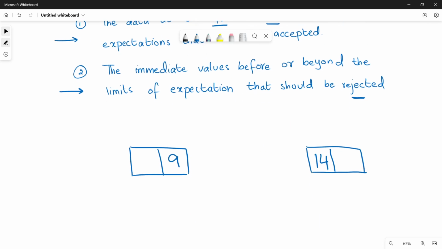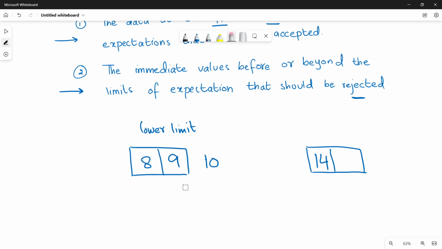Now, the lower limit of my normal data was 9. So the immediate values will be, let's take 8 here and let's take 9 and then 10. The immediate values for the integer 9 would be 8 and 10. Now we have to see which of these values needs to be accepted as pair.